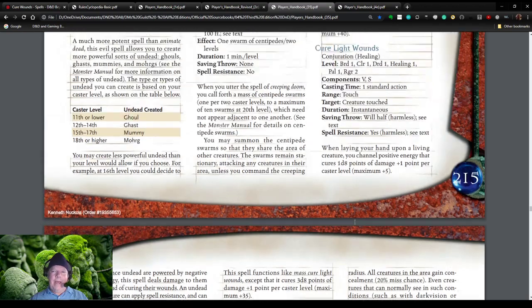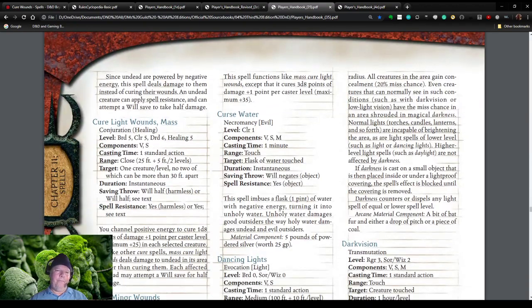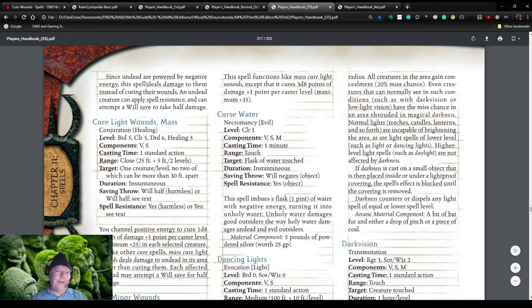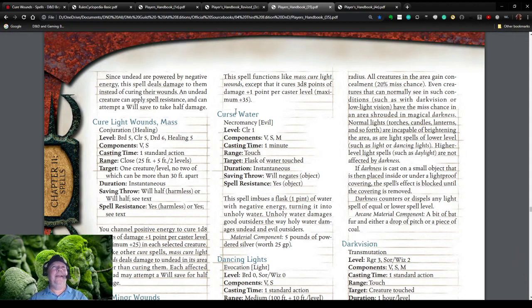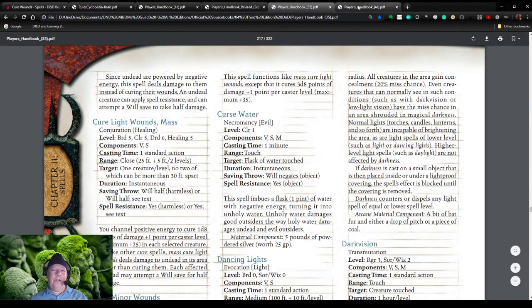And then that caveat about positive energy is important because it says since undead are powered by negative energy, this spell will deal damage to them instead of curing their wounds. And that's where the saving throw comes in. An undead creature can apply spell resistance and can attempt a will save to take half damage. So that's why you might be thinking, well, why would somebody want to make a saving throw against cure light wounds? Well, it's because if it's an undead, you're using it as an attack. And then the inflict wounds in this edition does negative energy, which will heal undead instead of causing harm to undead.